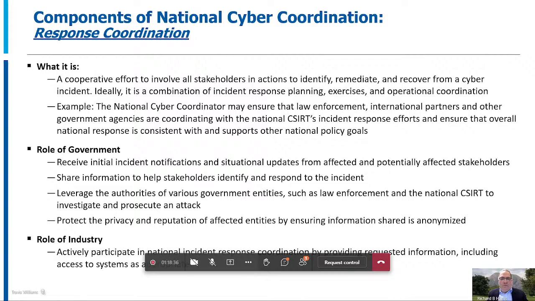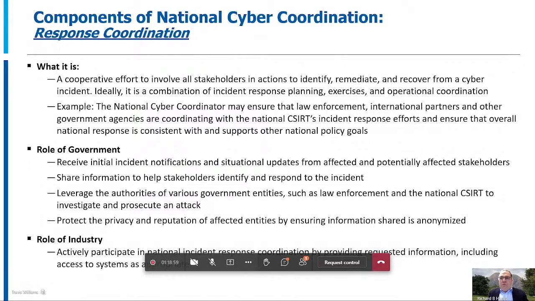Now, the role of industry is varied, but industry actively participates in national incident response coordination by providing requested information and including access to systems as appropriate. And the caveat "as appropriate" is really an important caveat.